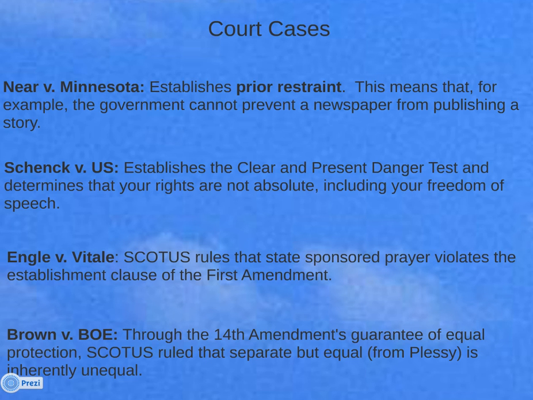Near versus Minnesota establishes prior restraint. This means that, for example, the government cannot prevent a newspaper from publishing a story.